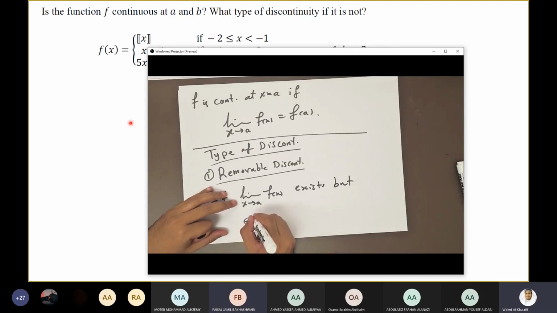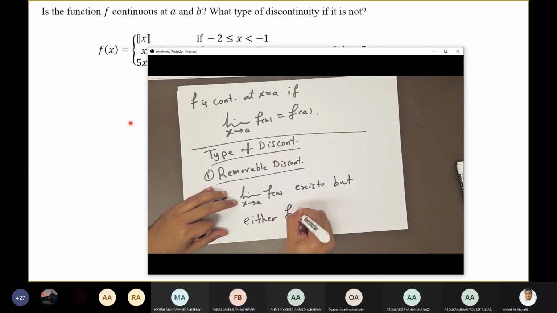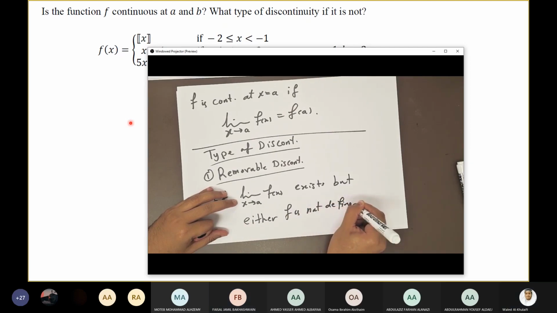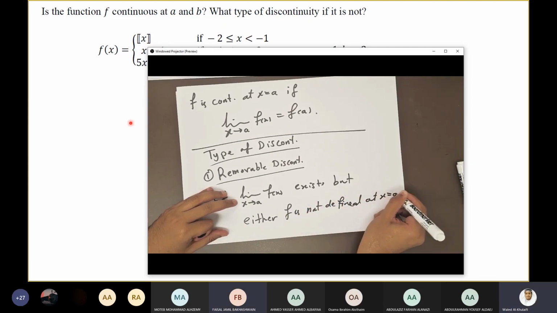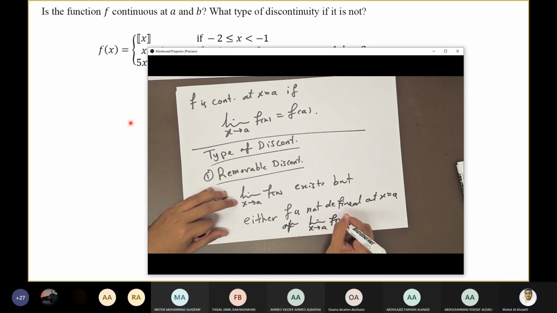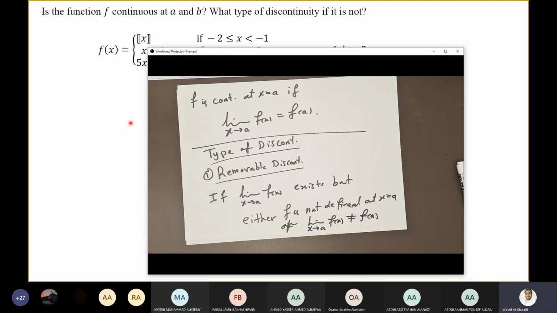Either f is not defined at x equal a, or the value of the limit is not equal to the value. Maybe it could be defined at a, but the value of the function is not equal to the limit. Okay, so we call it removable discontinuity.